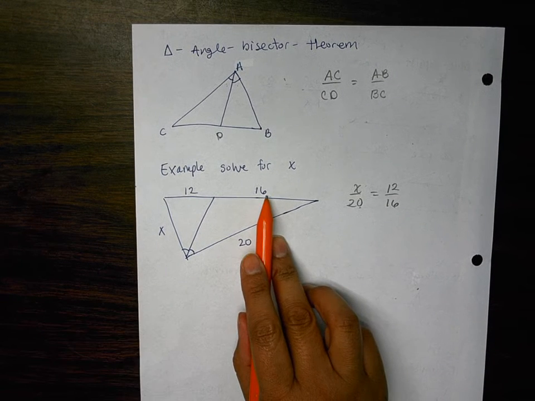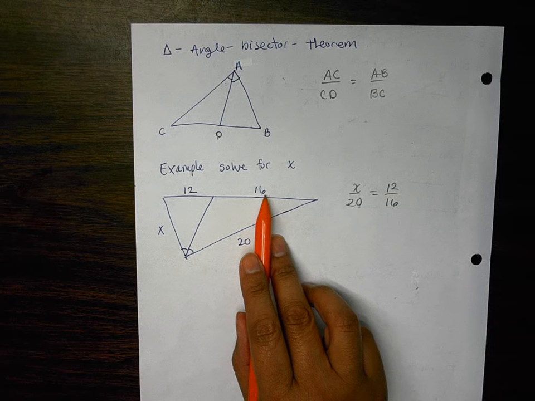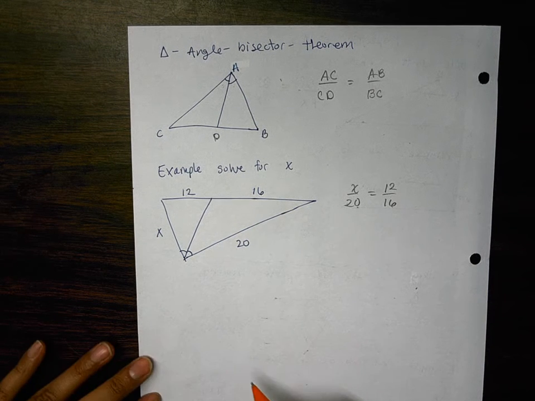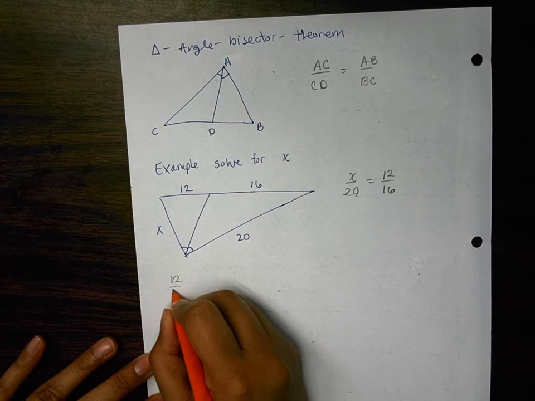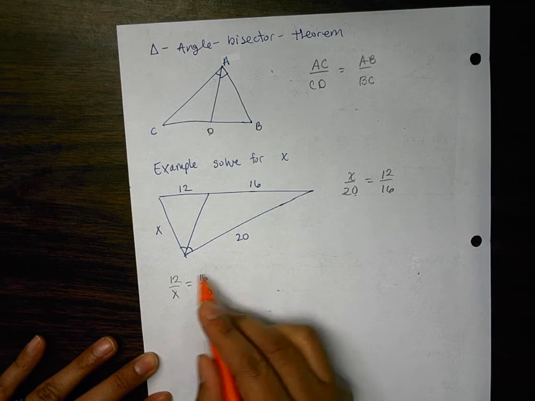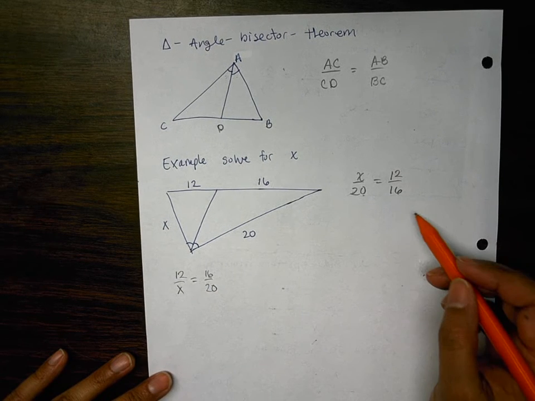Did anybody set it up a different way? Anybody think of a different way? No one? Not one person can think of another way of setting this up? 12 over X equals 16 over 20. I challenge some of you guys to work this way out just to see if you end up with the same answer. I'm going to work out this one since that's the one Ethan gave me.